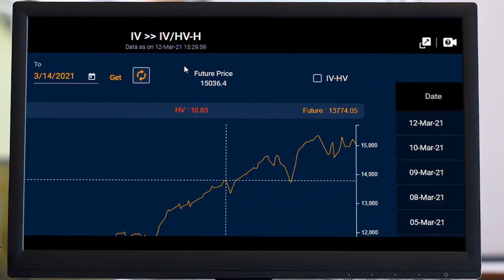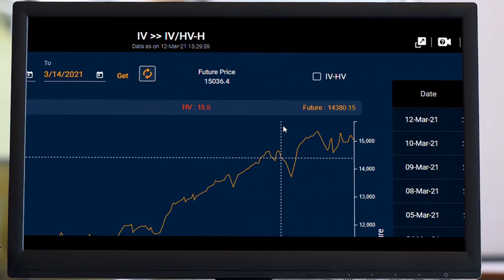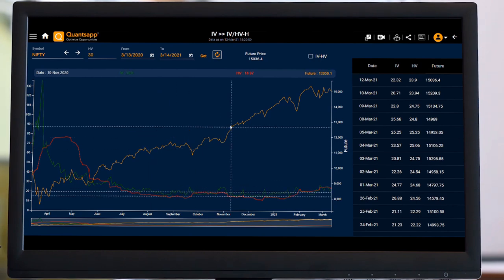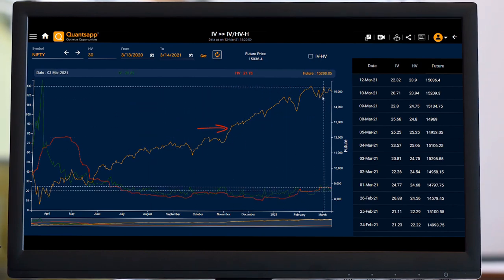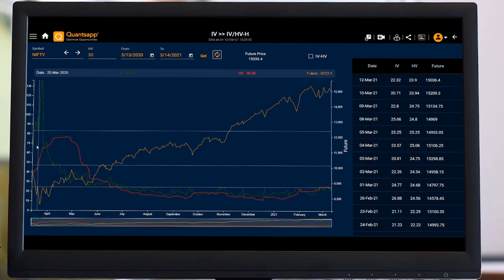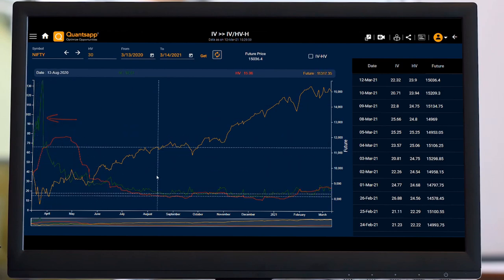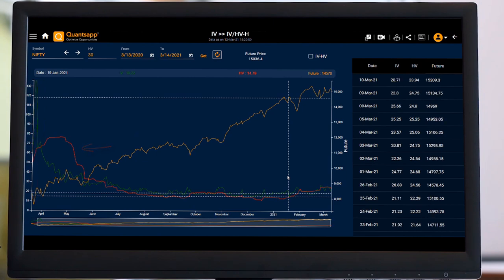This is the current future price of Nifty, which is 15,036. In the graph below, the orange line is showing us Nifty's future price, the green line is showing us the implied volatility of Nifty, and the red line is showing us the historic volatility of Nifty.